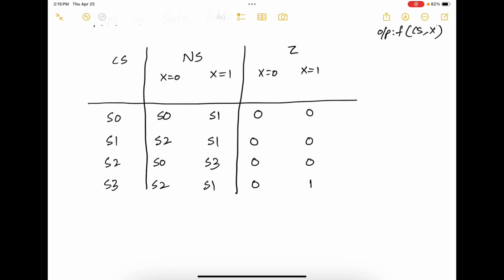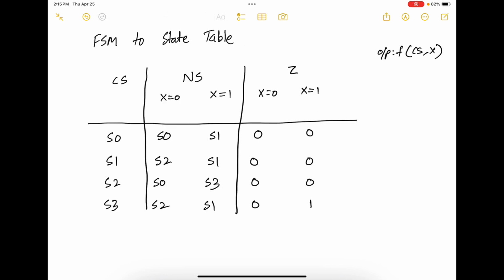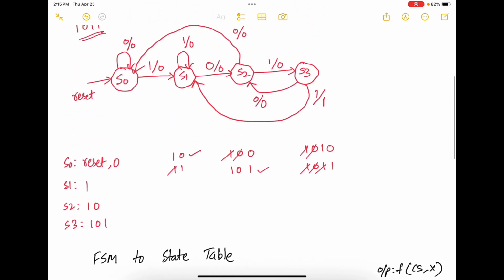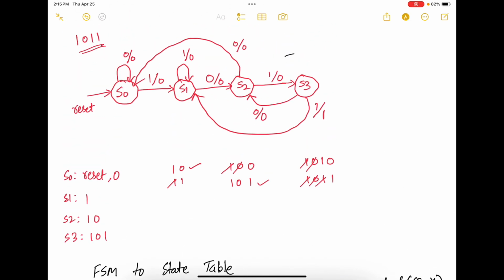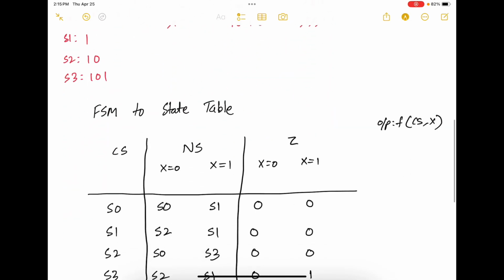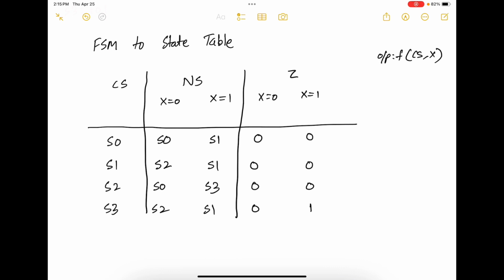So this is the state table. A state table is basically a tabular representation of your FSM. So instead of having these transitions in this way, you're just going to make it in the form of a table, which is much more convenient for us to understand.